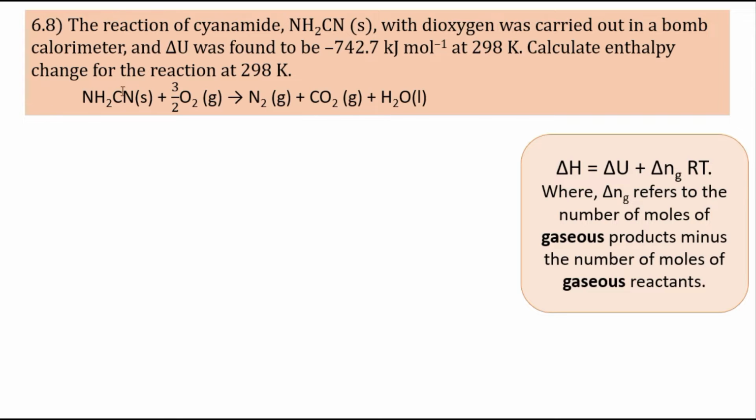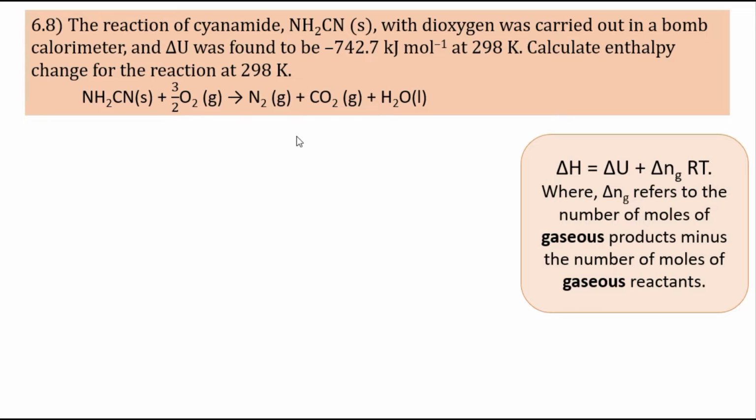We know that the enthalpy change is given by delta H, which is equal to delta U, that is change in internal energy, plus delta n_g RT, where R is the gas constant and T is temperature. But what is the value of delta n_g? Delta n_g refers to the number of moles of gaseous product minus the number of moles of gaseous reactant.